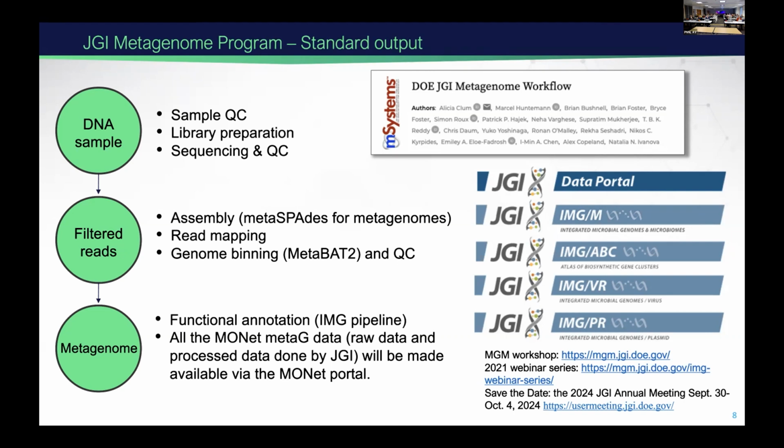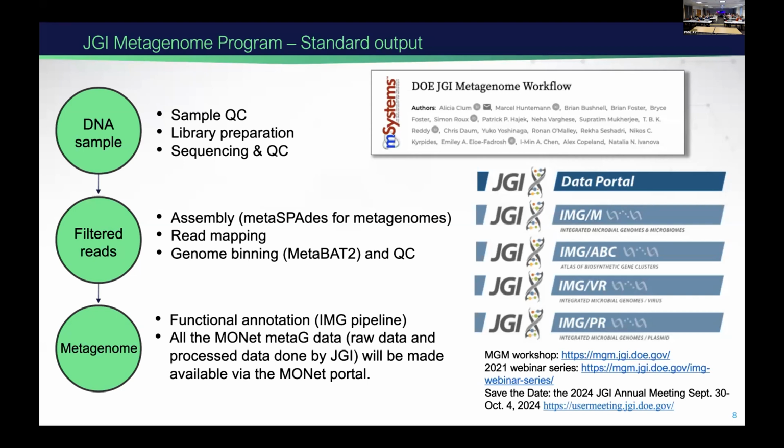They have this Integrated Microbial Genomes and Microbiomes platform that can process the assembly, binning, and annotation. Both the raw data and processed data are going to be available from the MONet data portal, so you can access them. Right now, for this first year of MONet samples, they have been analyzing. We are implementing this pipeline, and it will be available to you soon.